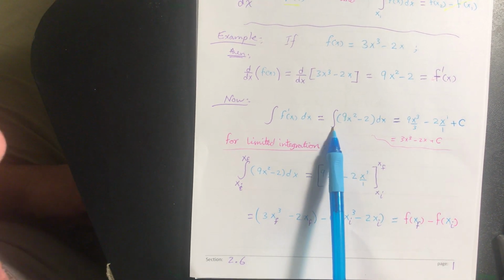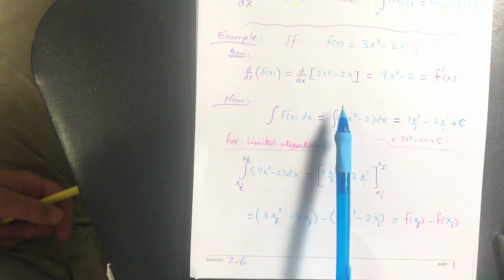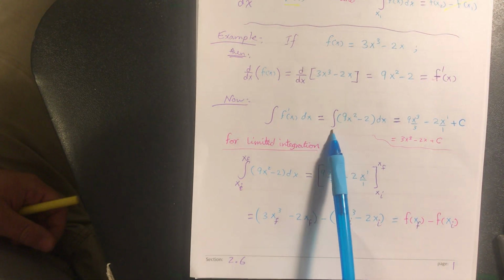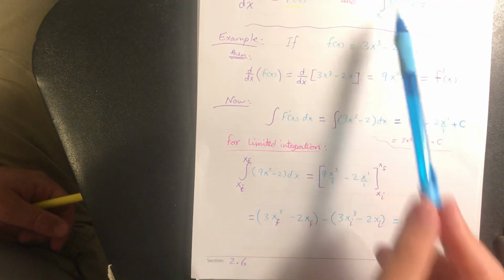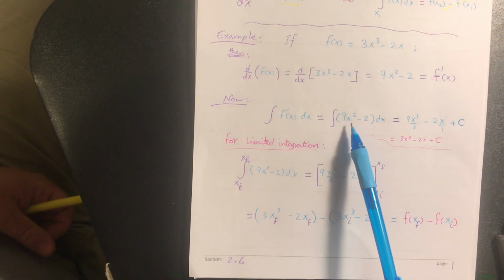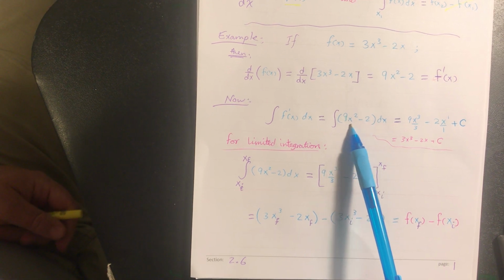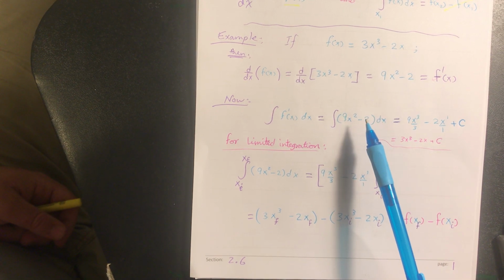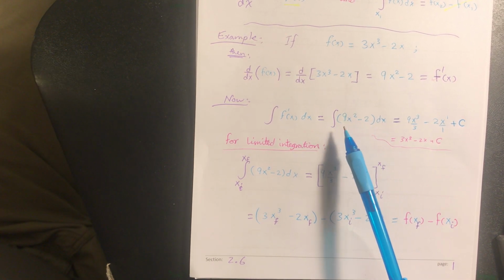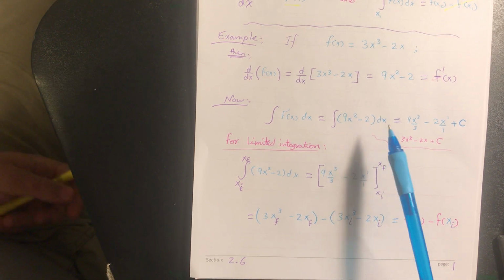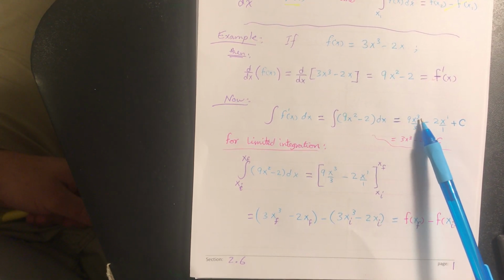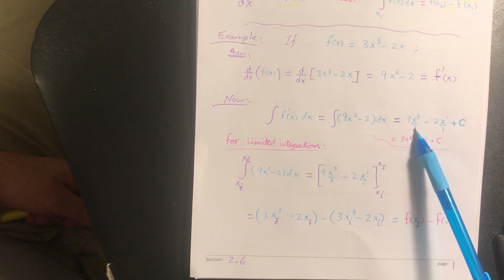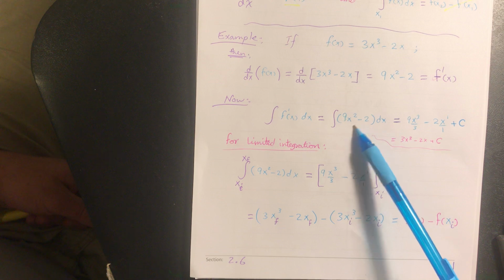It will be the integration. It is unlimited. It's open integration. There are no limits like in this integration. This is the f prime of x, 9x squared minus 2. When we need to integrate it, we need to raise the power of x and then divide over that numerical value, which is the new power of x, and we have the same coefficient, which is 9.